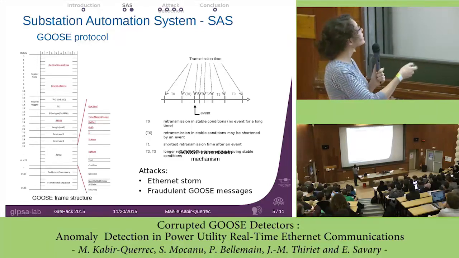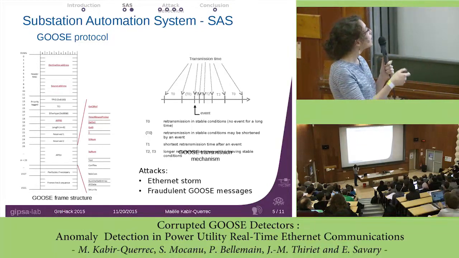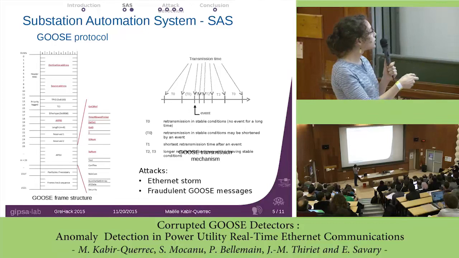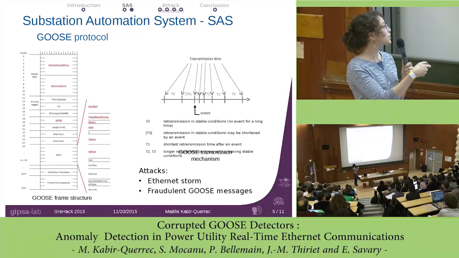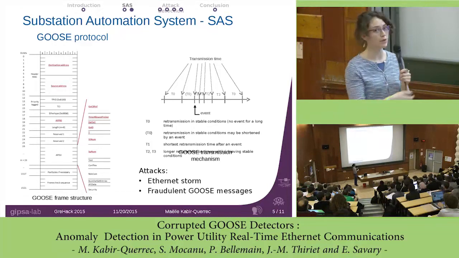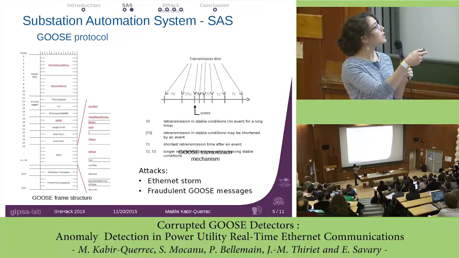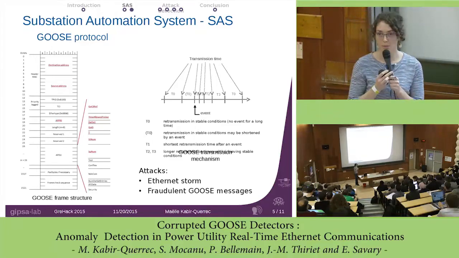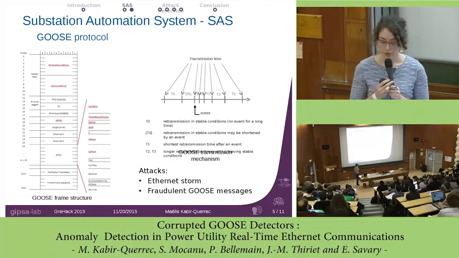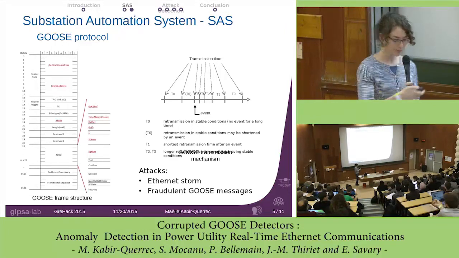So this is basically an Ethernet frame. You start your frame with destination address and source address. And the most interesting part is the PDU, the application protocol data unit of the frame. The fields that are interesting are the GOOSE control block reference. That is the name of the GOOSE message. It defines the transfer parameters.